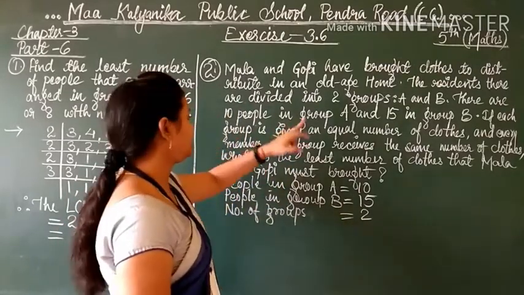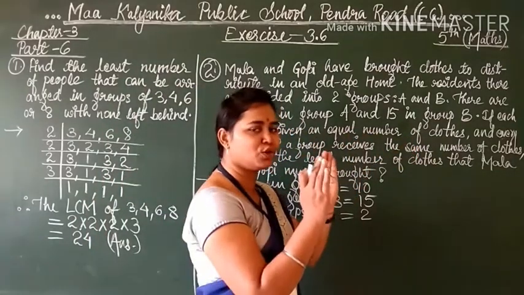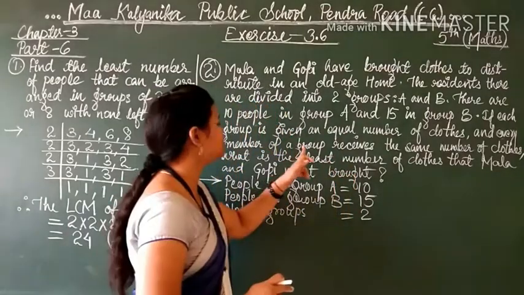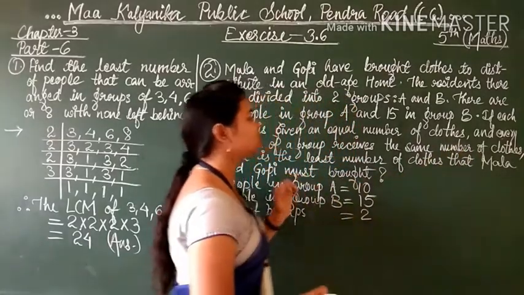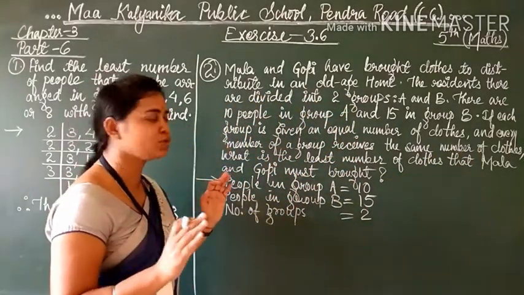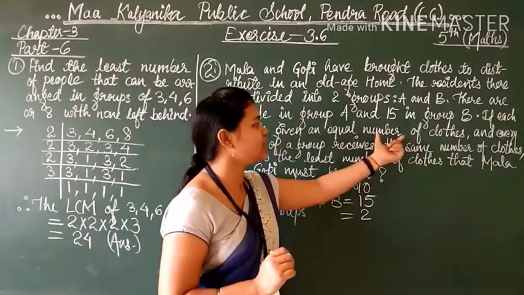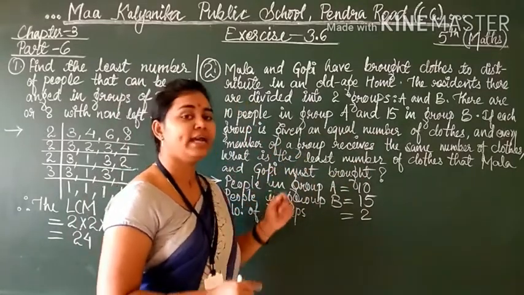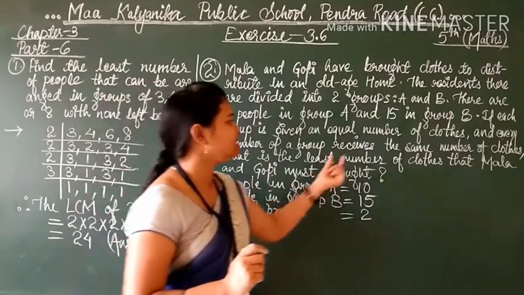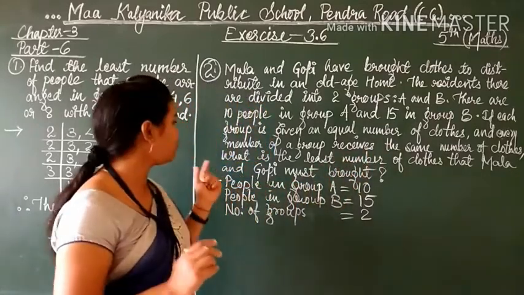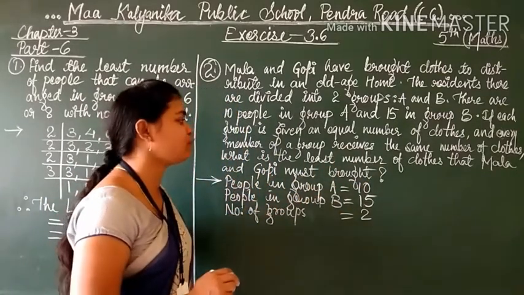So students, if each group is given an equal number of clothes, every member of a group receives the same number of clothes. So see students, if each group is given an equal number of clothes, it should be equally distributed, and every member, each member of group A and group B, receives the same number of clothes. Okay, so the question is, what is the least number of clothes that Mala and Gopi must have brought?